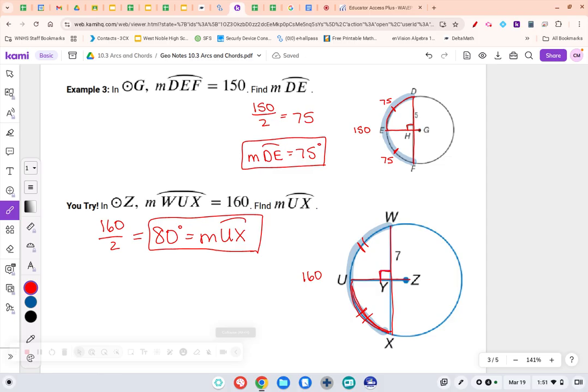Now, side note, we're also guaranteed that these chord segments are congruent to each other. I know it doesn't ask that, but I just wanted to point out that that would be 7.